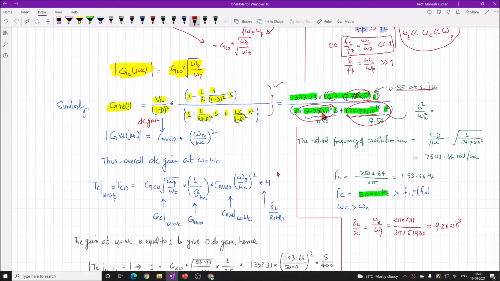What is the remaining? This term into 1 by this term. And what is this term?